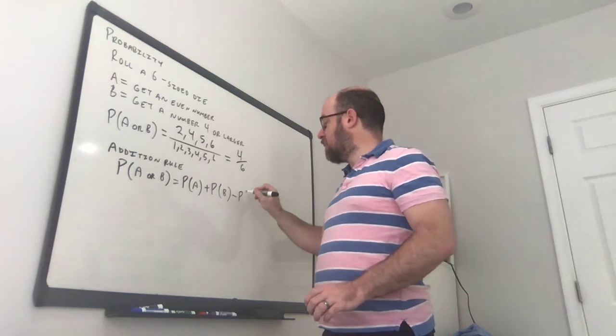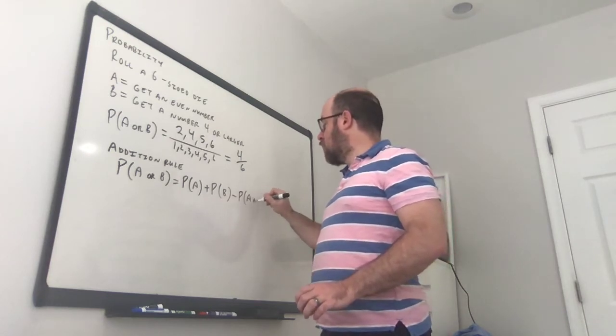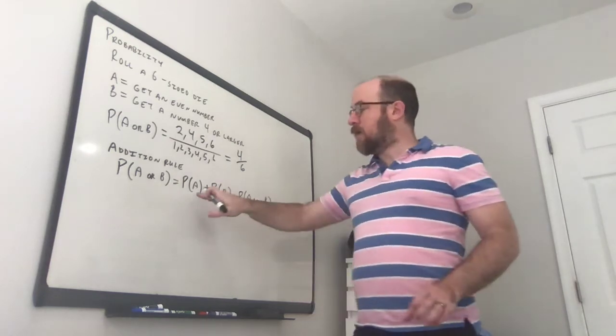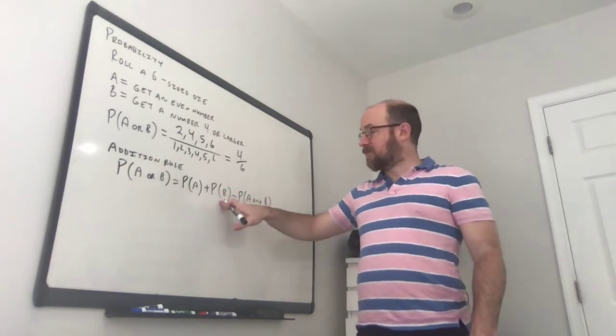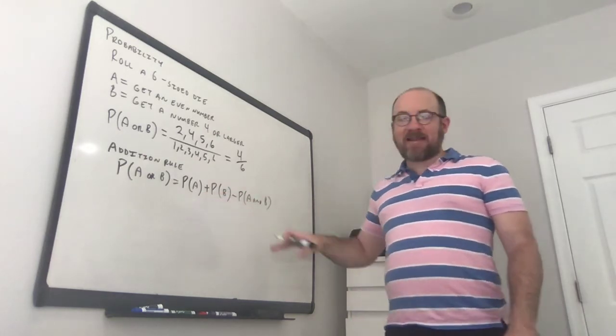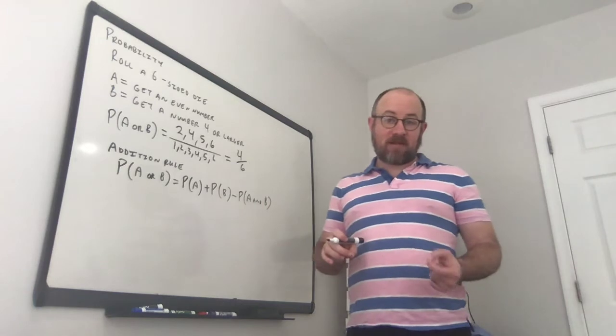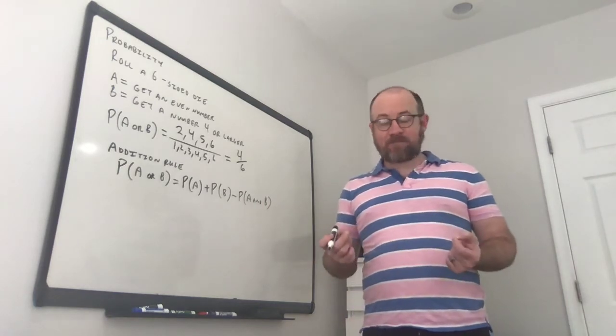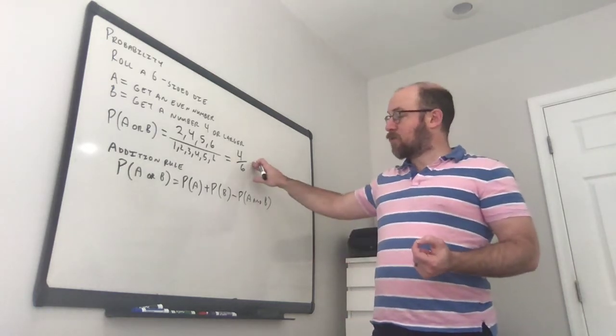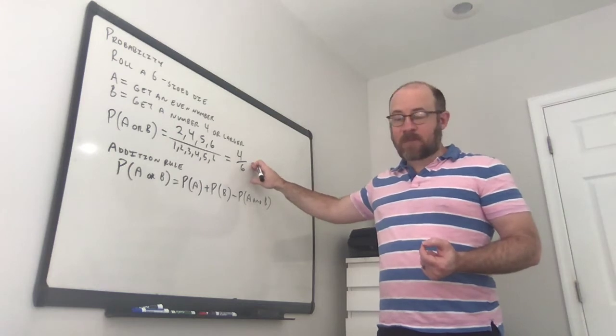And so in our formula, we take the probability of A plus the probability of B minus the probability that both happen, probability of A and B. And we can see that this is correct in this particular example.